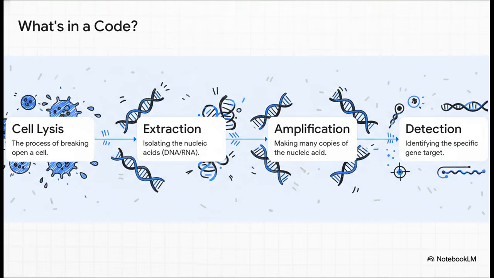Have you ever wondered what's actually packed into a single molecular pathology code? Well, it's a lot. It's basically the whole shebang. As you can see here, one code typically bundles the entire lab process, from breaking open the cells to get the DNA, to extracting it, prepping it, and finally detecting the gene they were looking for. It really is a full package deal.